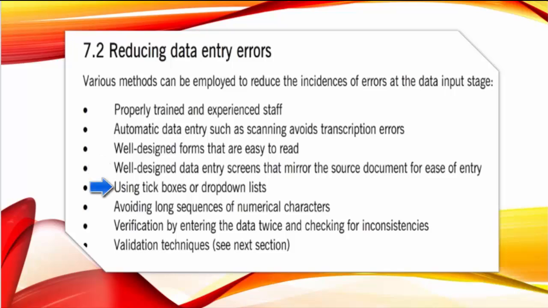5. Using tick boxes or drop-down lists. Example, instead of typing cash, bank, or card manually, just click from a drop-down list. This eliminates spelling errors or invalid inputs. 6. Avoiding long sequences of numbers. People make more mistakes when typing something like 8742315487. It's better to break it up into smaller chunks, use barcodes or autofill features when possible.